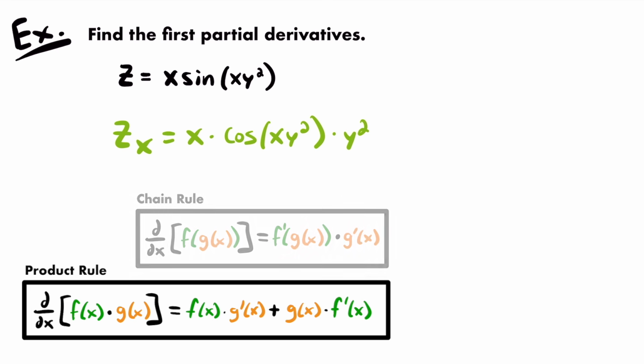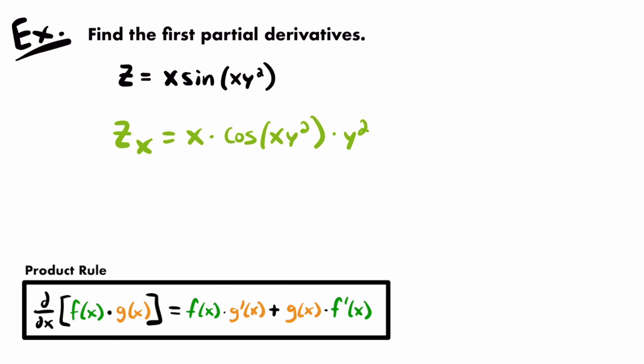All right, so that's the first term for the product rule. But now let's add the second term. We already took the first function times the derivative of the second, but now let's take the second function, which is sine of xy squared, and multiply it by the derivative of the first. And in this case, the derivative of x with respect to x is just 1. All right, the coefficient of that x to the first power is just 1.